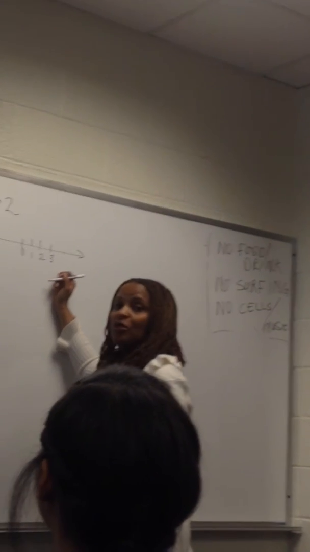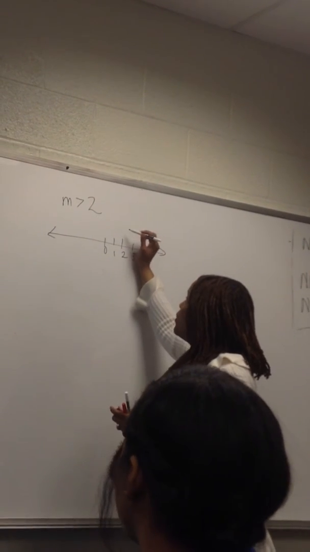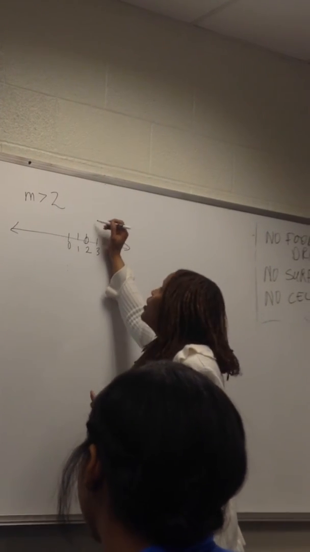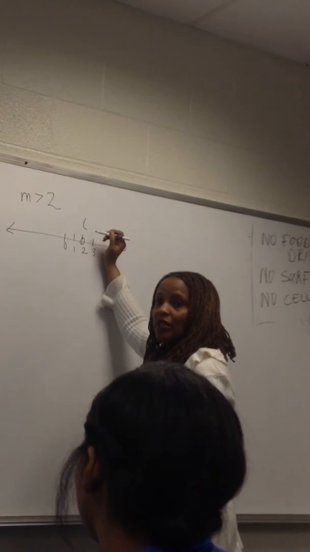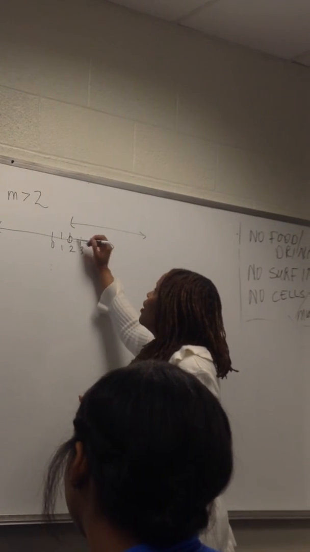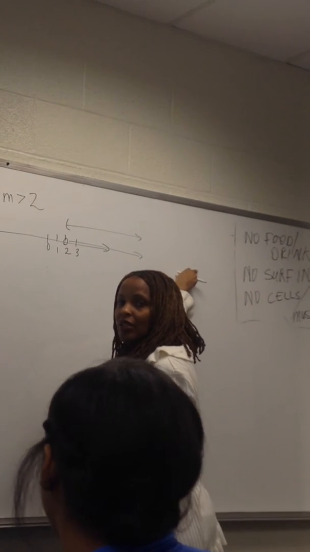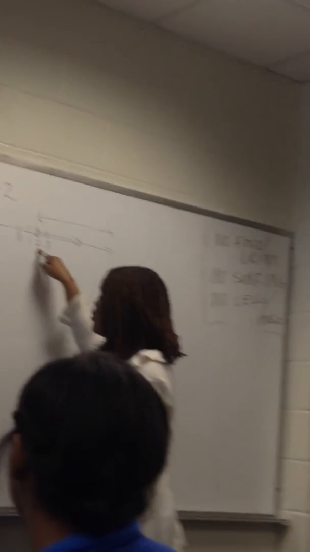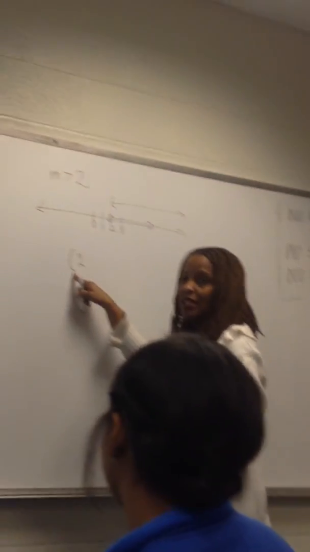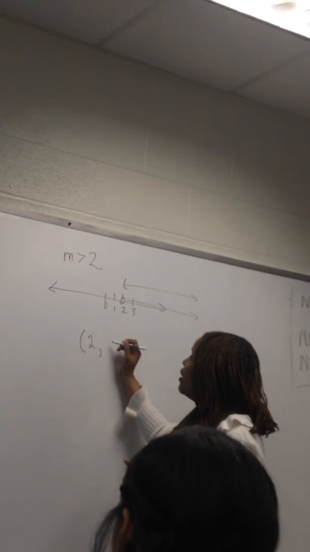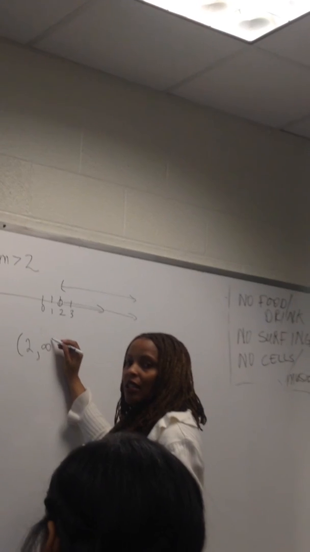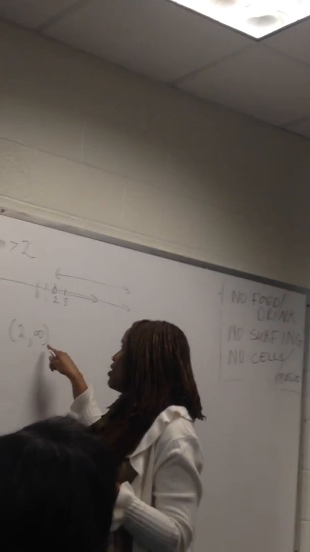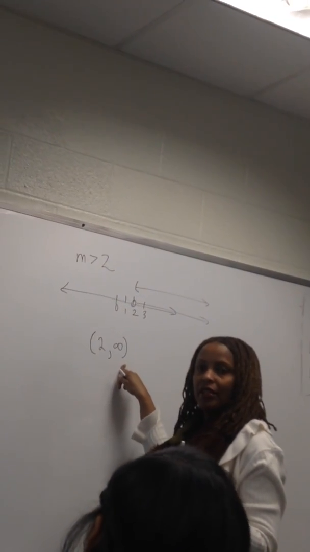So m greater than 2, does it include 2? No. So I'll put a what? Open circle. Well, you can put an open circle, but in interval notation, we would put a parenthesis, and I shade which way? To the right. How long do I go this way? Infinity, forever. So my interval notation, we start at 2, not included, so you put a parenthesis, not a bracket. What else? Comma, infinity. And another parenthesis, because you never include infinity. All right? Good job.